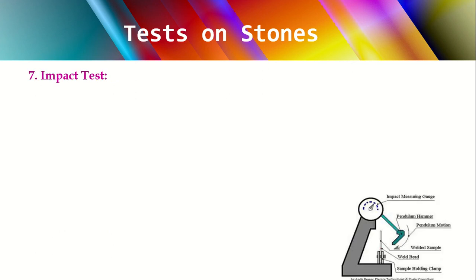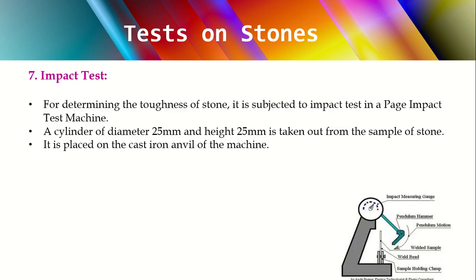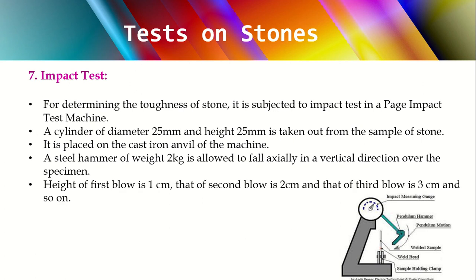Right? Next is impact test. For this impact test, we use the Page impact testing machine. Impact means sudden loading. If any sudden load strikes your stone sample, that is called impact. It will be for a very short duration of time, but its effect will be more. So you have to be sure if your stone is able to take this impact or not.